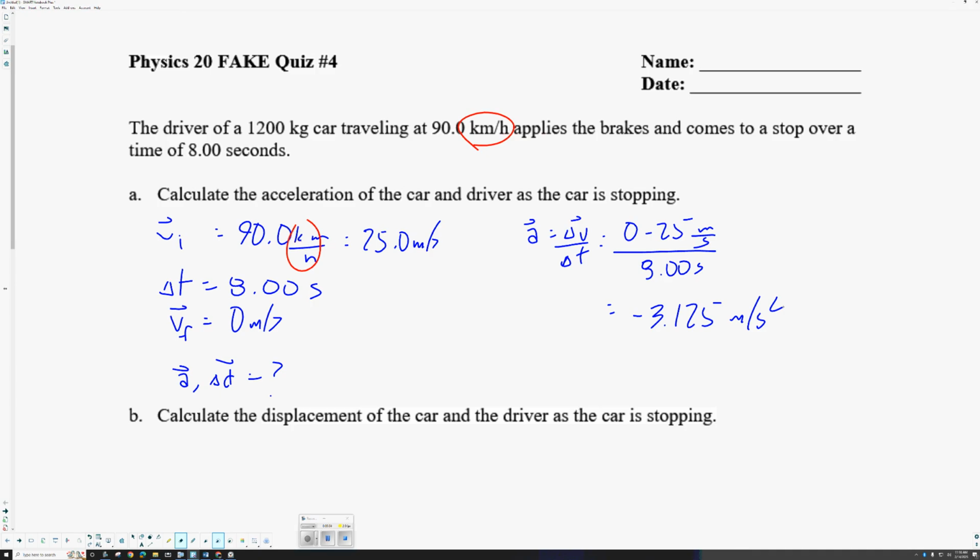Hey, how come it's negative? Yeah, because it's deceleration. The deceleration, I know what you meant there.